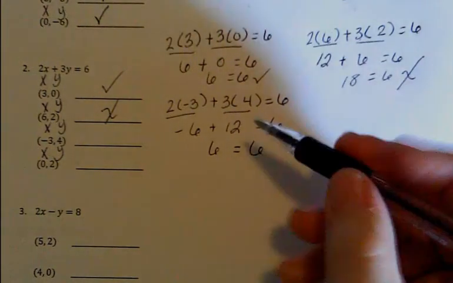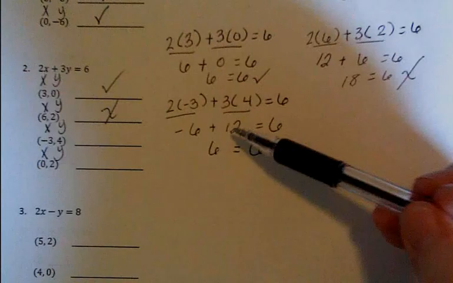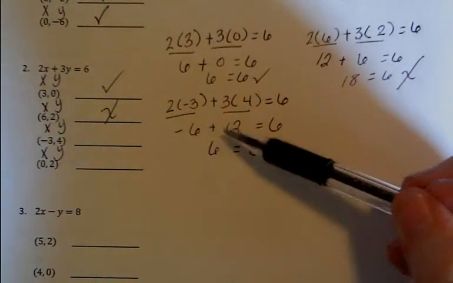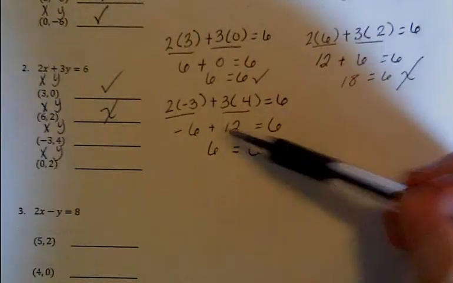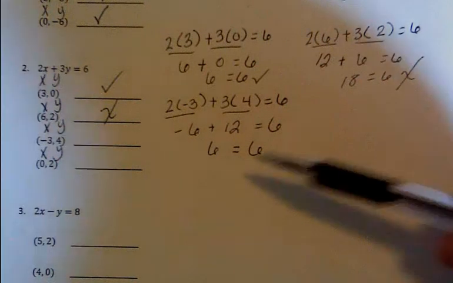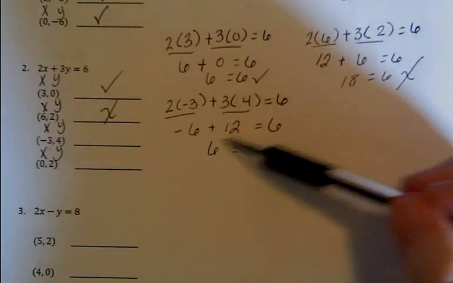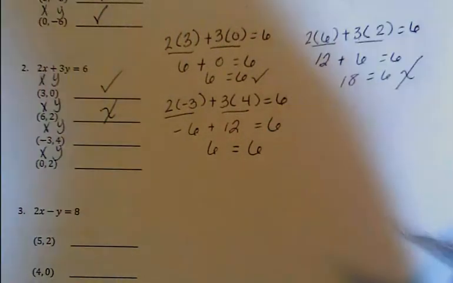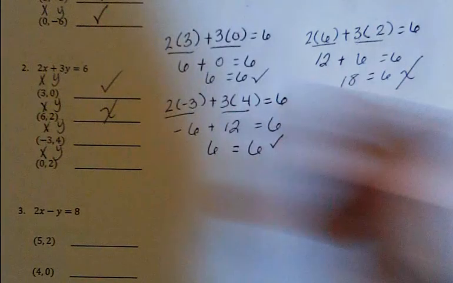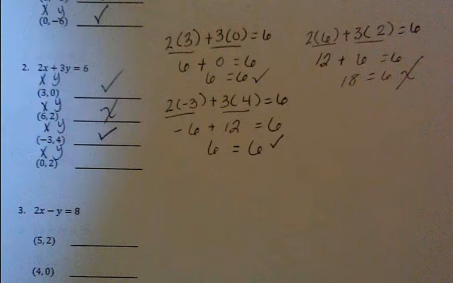Remember that rule is that when you are adding and your signs are different, you should subtract those numbers. So 12 minus 6 is 6, and you keep the sign of the bigger number. Since 12 was my bigger number, my answer is positive. So 6 equals 6. So we know that is a solution.